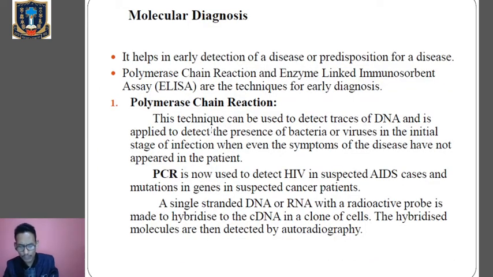Now next, we'll talk about molecular diagnosis. Molecular diagnosis will help in the early detection of a disease or the predisposition to a disease. Here we will take the help of polymerase chain reaction and enzyme linked immunosorbent assay, ELISA, which are techniques for the early diagnosis of a disease, because it is very important to detect a disease at an earlier stage. First of all, we'll talk about PCR.